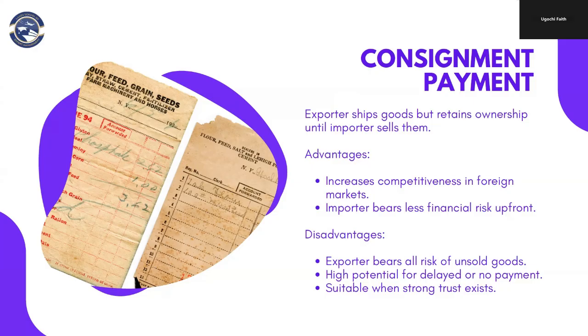Most especially if you are the type that travels a lot. Maybe this month you're in the US, next month you'll be in the UK, another month you are somewhere in the EU, you have the right networks, you are forming relationships and you are traveling around. So you can use consignment payment. The advantage is that it increases competitiveness in foreign markets because everyone doesn't want to lose. So efficiency increases. The importer bears less financial risk upfront, yes, because you still retain ownership when the container gets there.